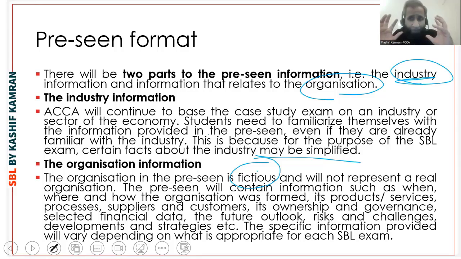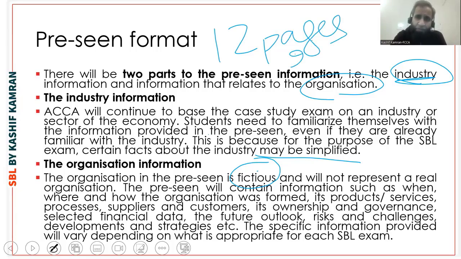So they will give you plenty of an idea about the organization, and that will help you understand the organization very well before the day of exam. The pre-seen will always be in two parts: the September 23 pre-seen and the December 23 pre-seen, which has already been covered on the portal, roughly has 12 pages of information. That is plenty of information to make you used to.